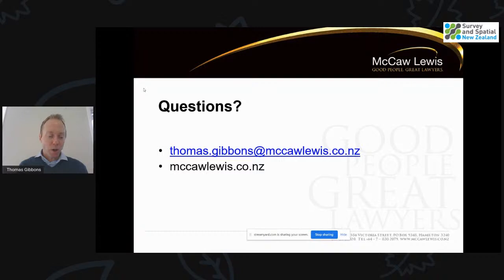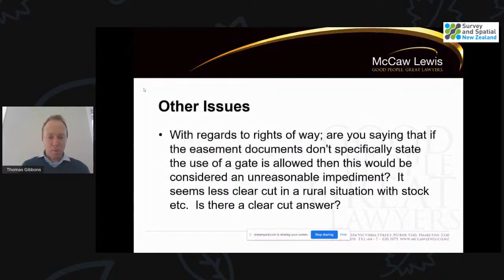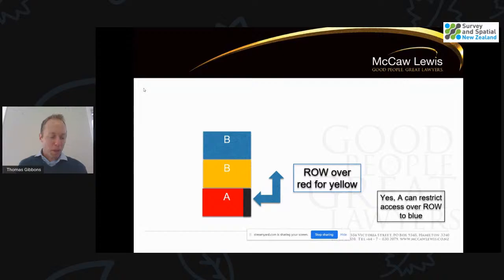Question about my diagram, assuming that B is two separate titles. So let me go back to my ridiculous picture. Yes, and I should have labelled them B1 and B2. The red area is one title, the yellow area is one title, the blue area is one separate title, and we have a right of way over A. But B owns both the yellow title and the blue title. So assuming that they're two separate titles, that's the one.